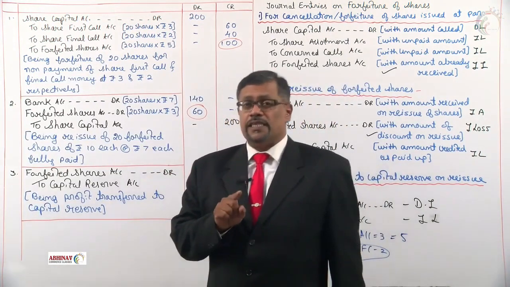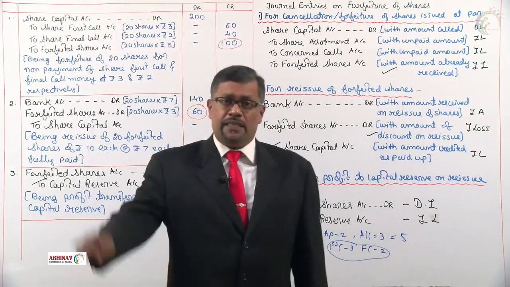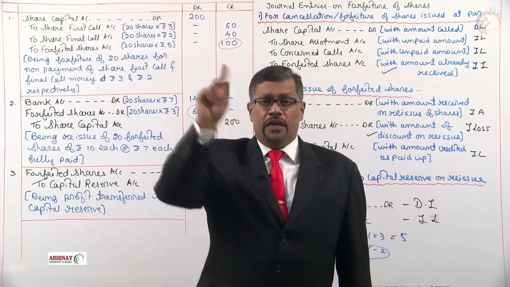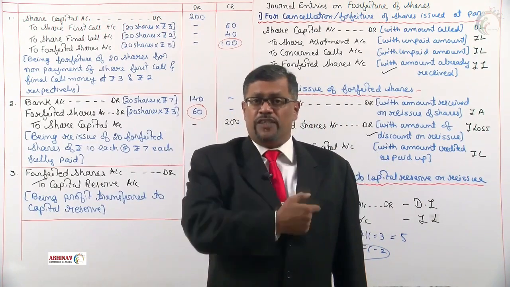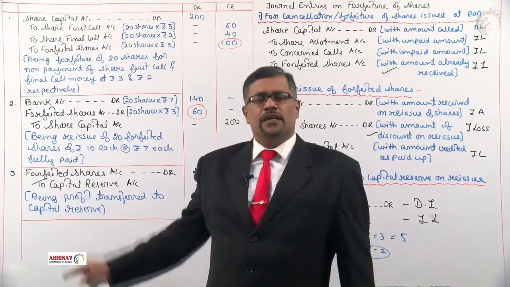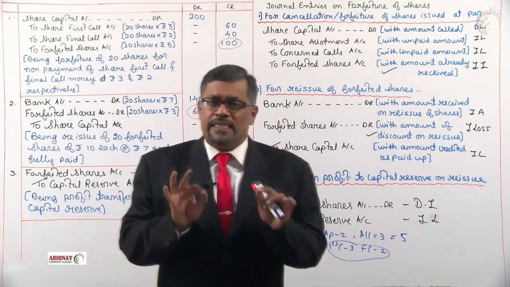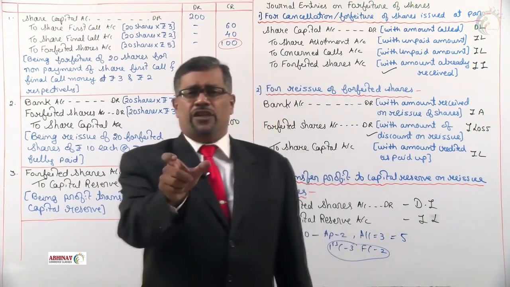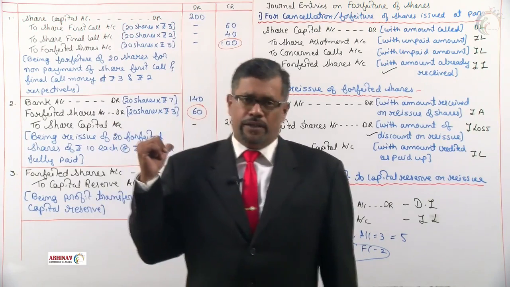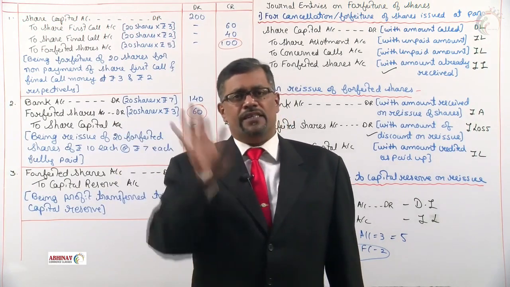If the problem says pass the necessary journal entries, we should start passing the entries right from application. Application to, allotment to, first call to, final call to, 8 entries, then these 3 entries. But here it is asked in this problem, record the necessary entries for forfeiture. So only 3 entries are recorded. If it is mentioned record the necessary entries, all entries are to be recorded.